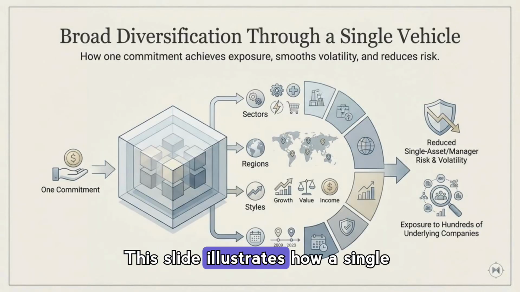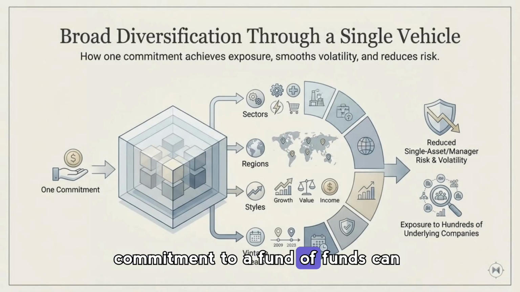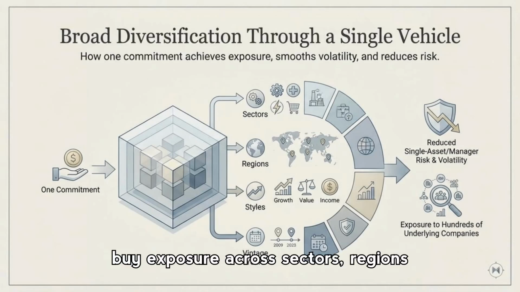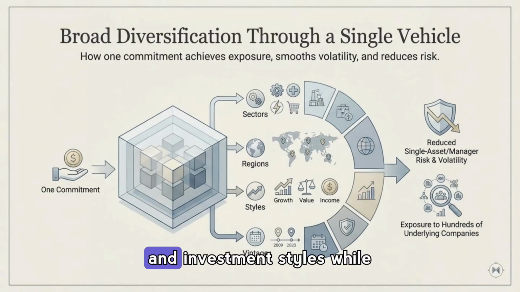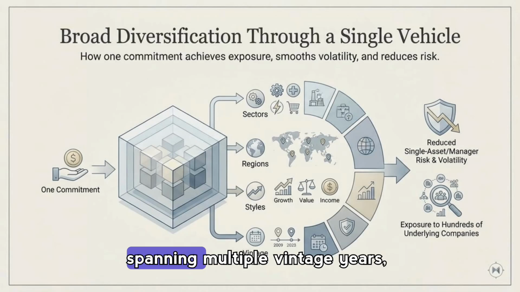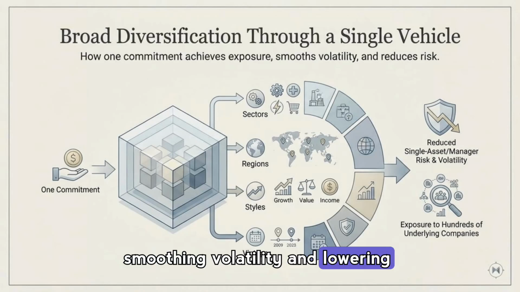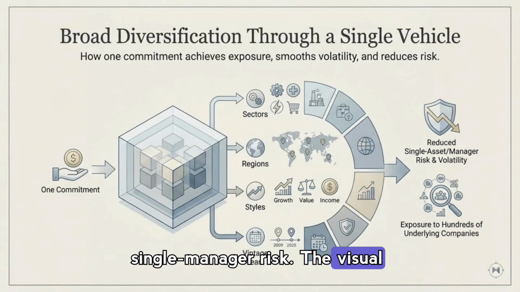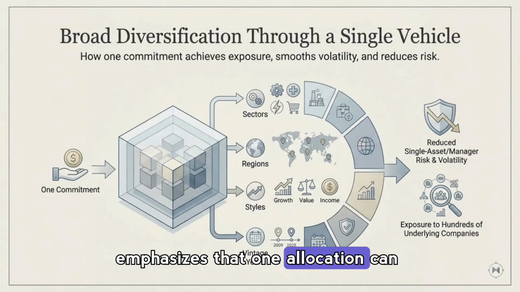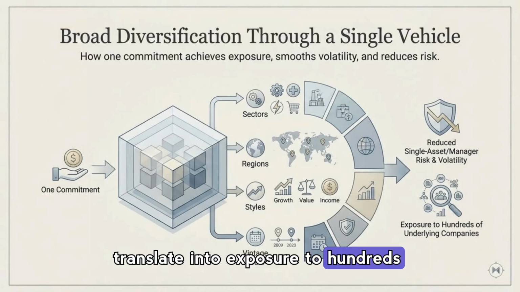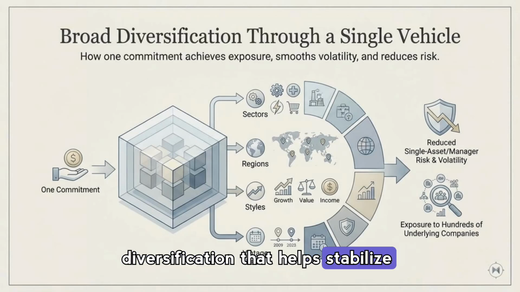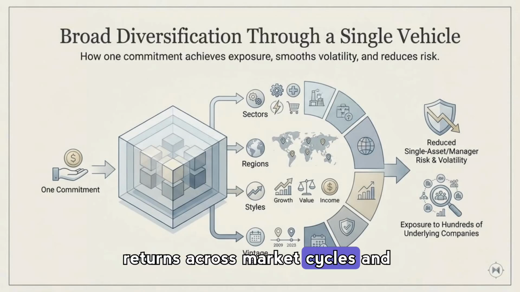This slide illustrates how a single commitment to a fund of funds can buy exposure across sectors, regions, and investment styles while spanning multiple vintage years, smoothing volatility and lowering single manager risk. The visual emphasizes that one allocation can translate into exposure to hundreds of underlying companies, offering diversification that helps stabilize returns across market cycles and strategies.